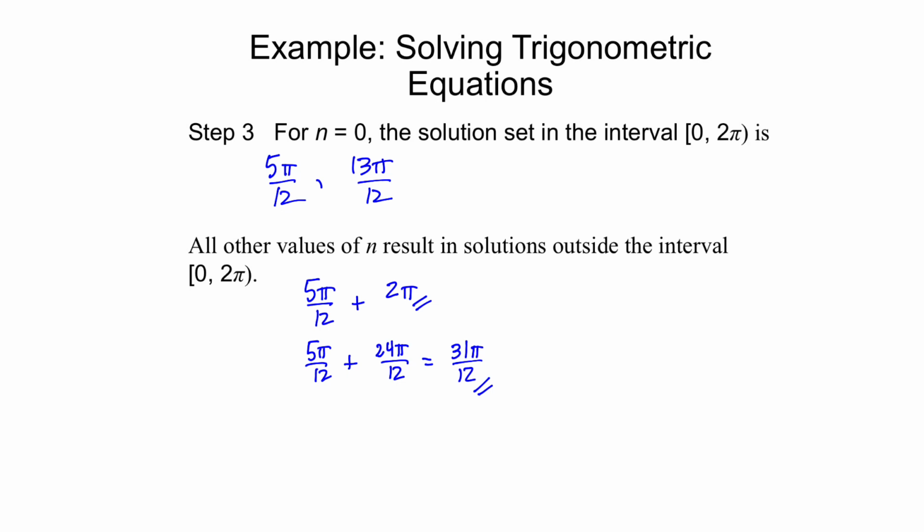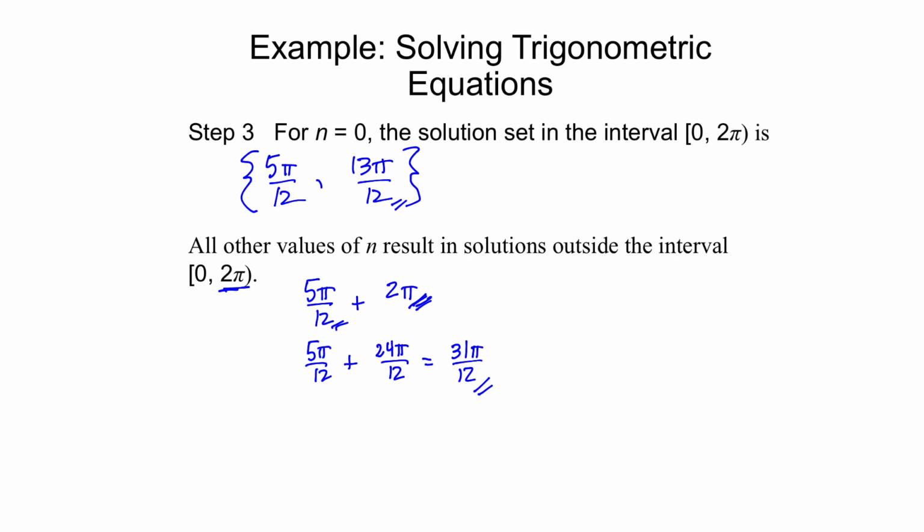We actually could just ignore this part, because if I add 2 pi to something positive, it's obviously going to be outside of the 2 pi range. I'm adding 2 pi to something that's already large enough. And so I don't even need to check the 13 pi over 12. You can change those into degrees if you want to, remembering that pi is equal to 180, and you can easily see whether it's going to go outside of that. So in this case, these are the two solutions that lie within it.